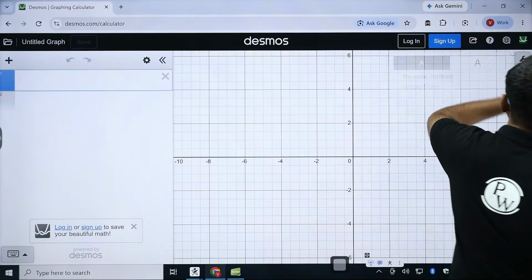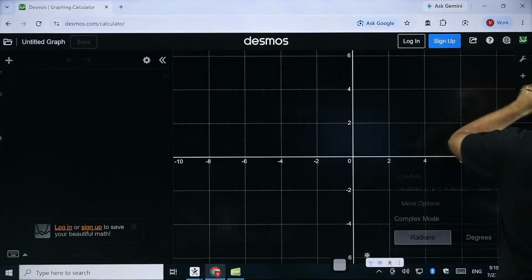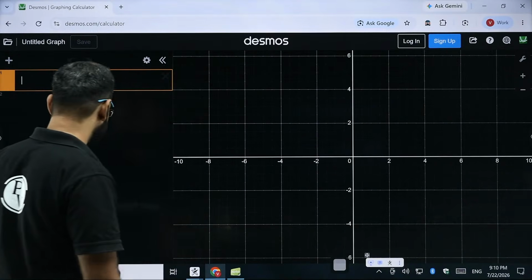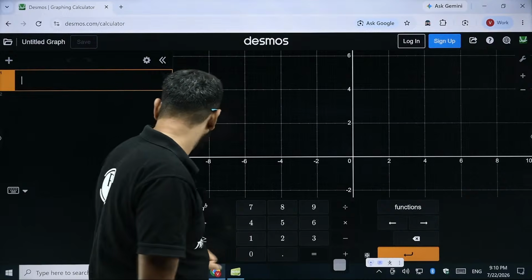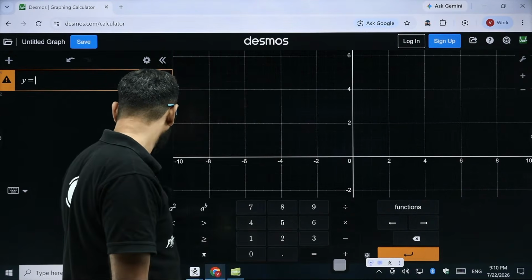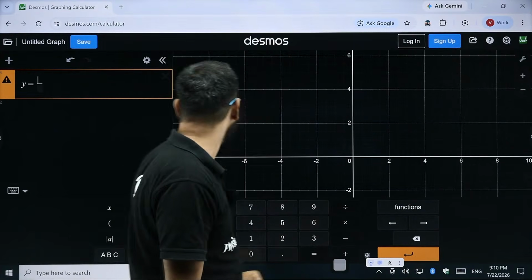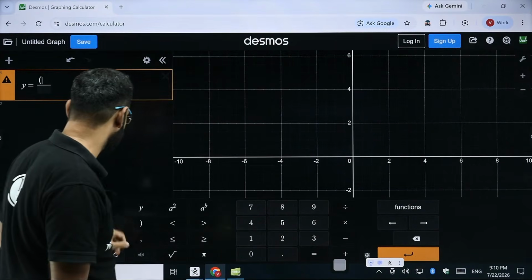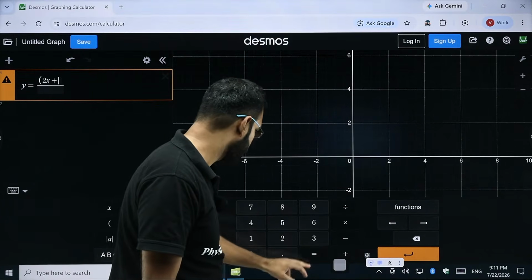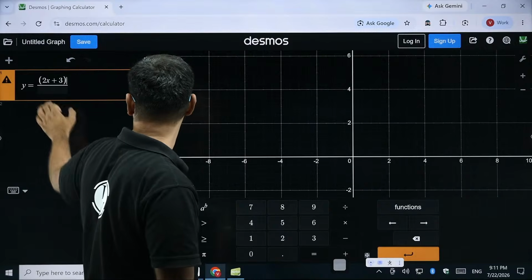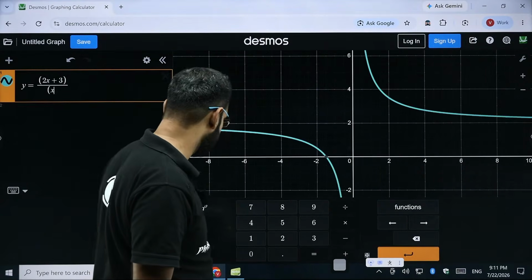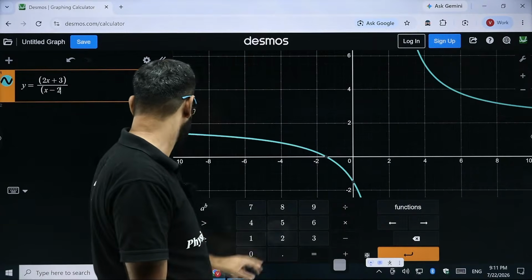So this is the original version. Reverse the contrast. Now it will be more proper. So I'm giving you a function y is equal to numerator and denominator. In the numerator, I'll give you, let's say, 2x plus 3. Bracket closes. In the denominator, in brackets, I write x minus 2.